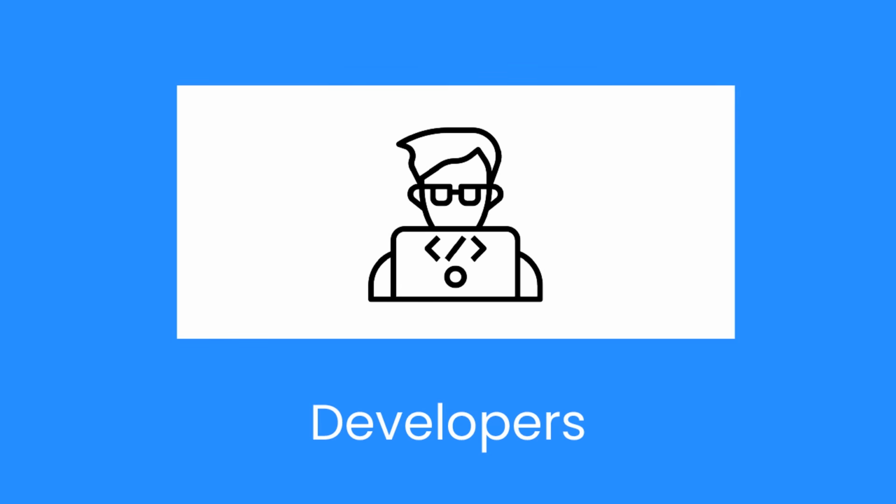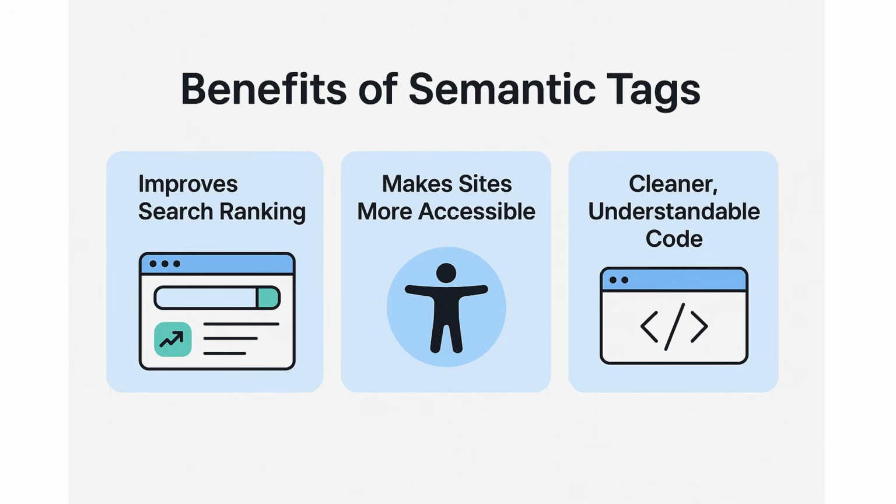And third, from the developer's perspective, it just makes your code so much easier to read and maintain. When someone else or your future you looks at your code, it's instantly clear what each part is doing. No more digging through layers of div class just to figure out what's going on. So, semantic tags make your site more accessible, better for SEO, and easier to work with. Those are wins across the board.